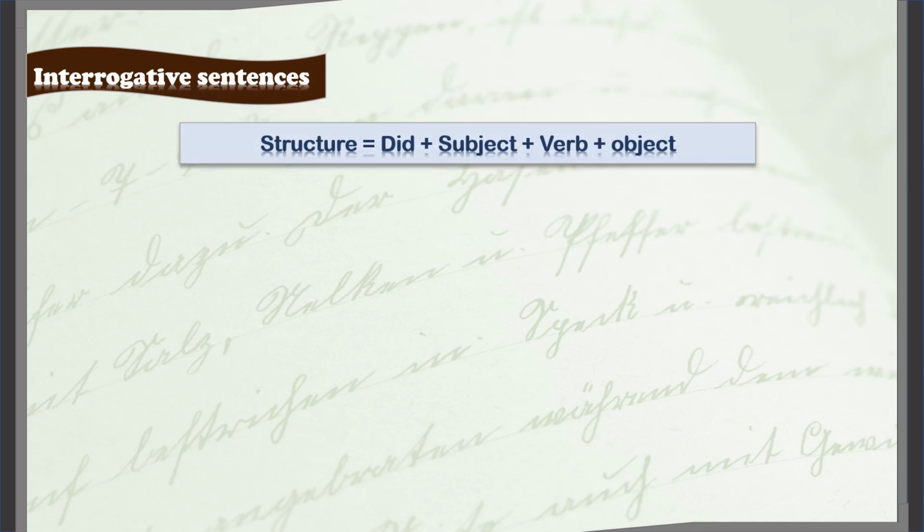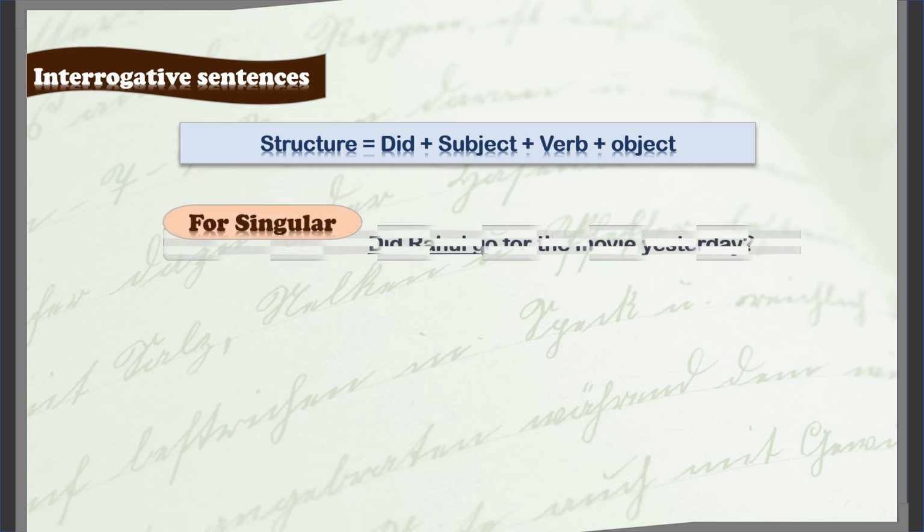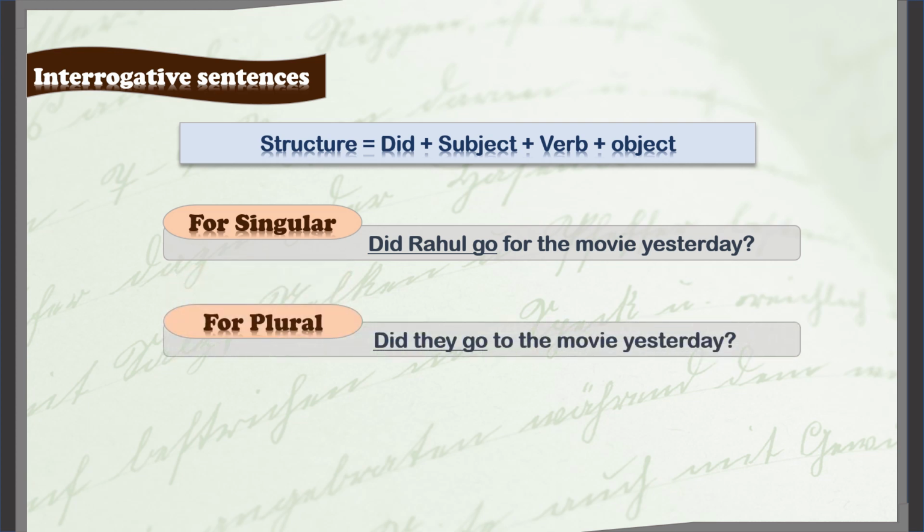Moving towards the third type of sentence, that is interrogative sentence, let's see its structure. Did plus subject plus verb plus object. Example for singular subject, did Rahul go for the movie yesterday? Example for plural subject, did they go to the movie yesterday?